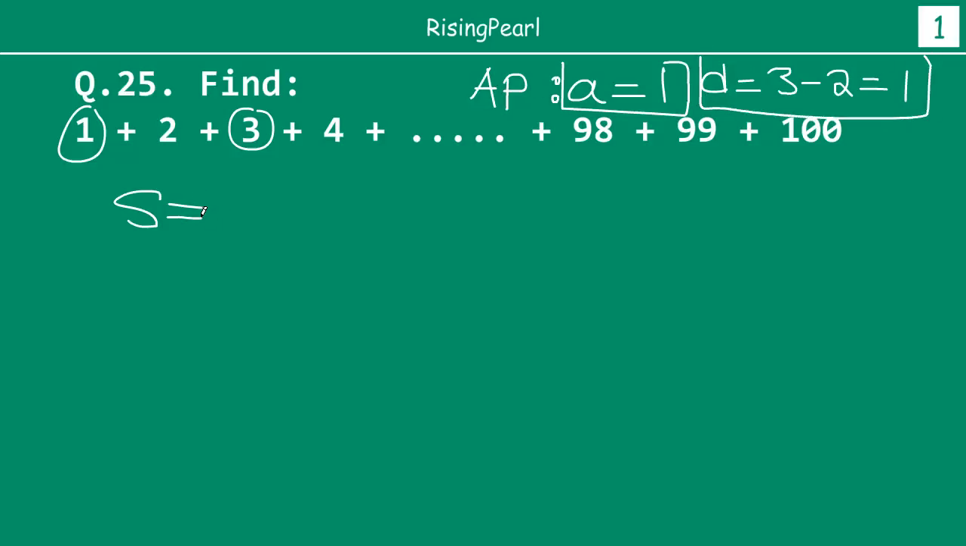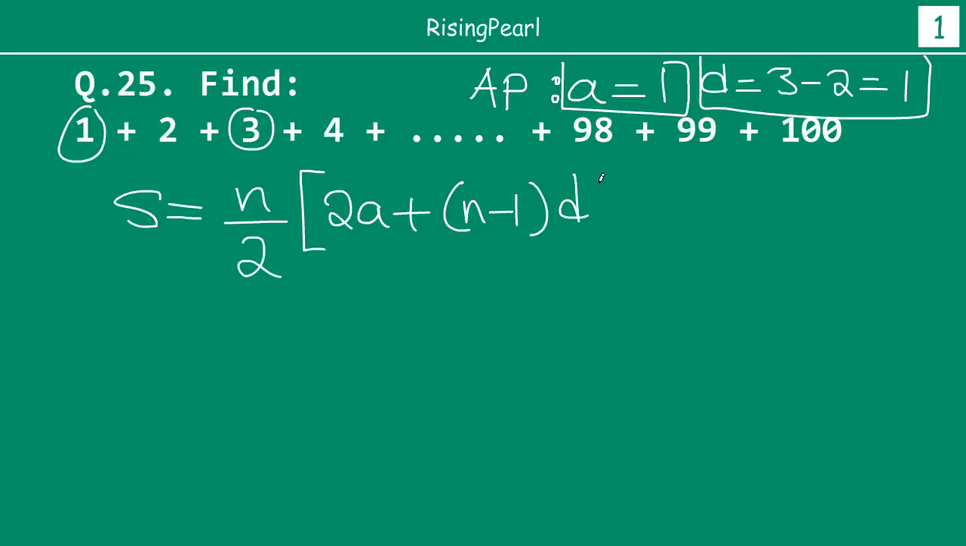Now we have just seen that the formula to calculate the sum of the first n terms is n by 2 times (2a plus (n minus 1) times d). So we can simply plug the values in and find the sum. What is n? n is the number of terms. We start with 1 and go all the way to 100. So how many terms are there? 100. So we have n is equal to 100.